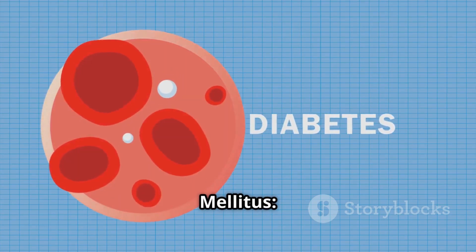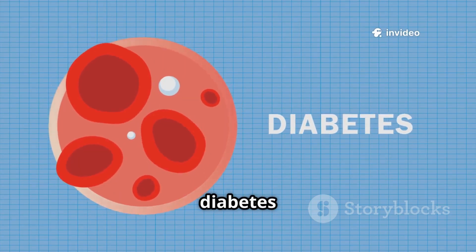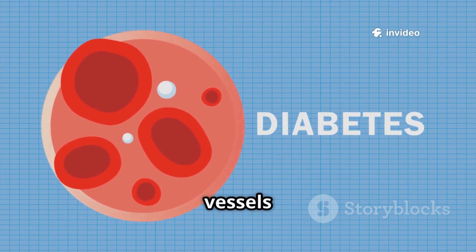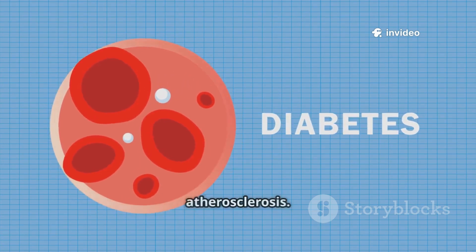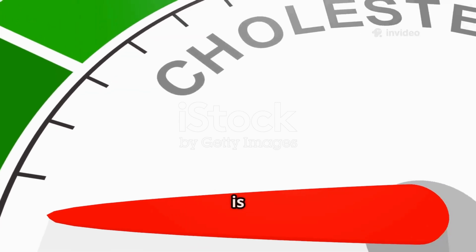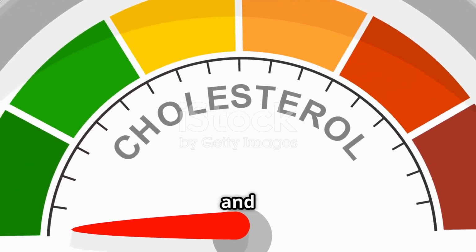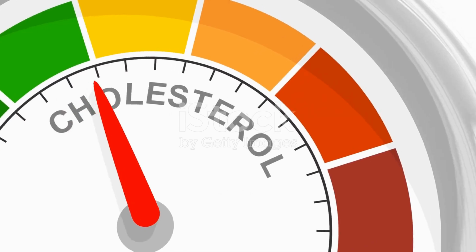Diabetes mellitus. Both type 1 and type 2 diabetes are major risk factors. High blood sugar levels over time can damage blood vessels and nerves, leading to accelerated atherosclerosis. Diabetes is often associated with other risk factors like high blood pressure, high cholesterol, and obesity, compounding the risk.